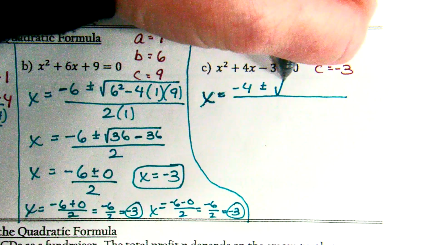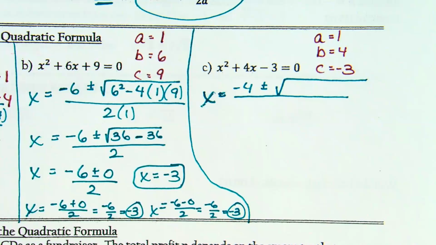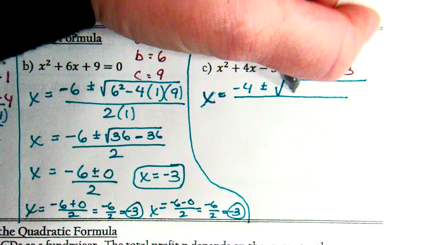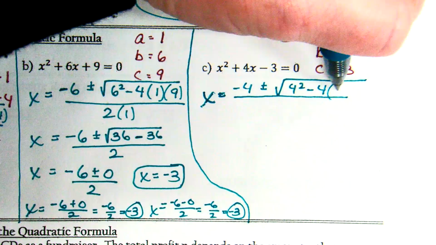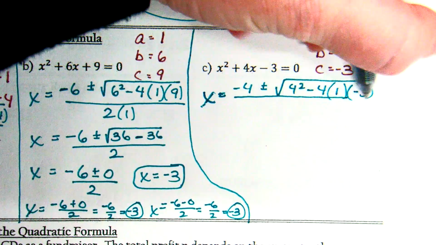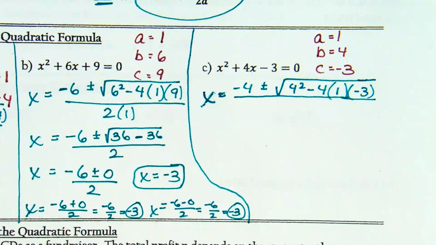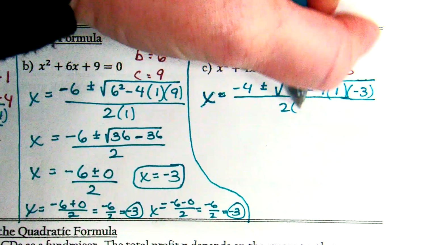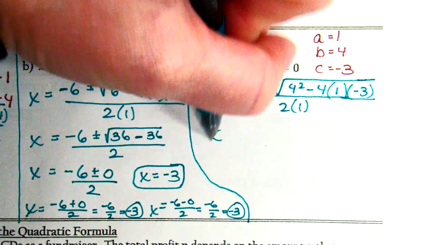Plus or minus a big old square root. What's going under that square root? 4 squared is b squared. Minus 4, parentheses 1, parentheses negative 3, as in minus 4 times a times c. All over 2a, 2 times 1. Okay?